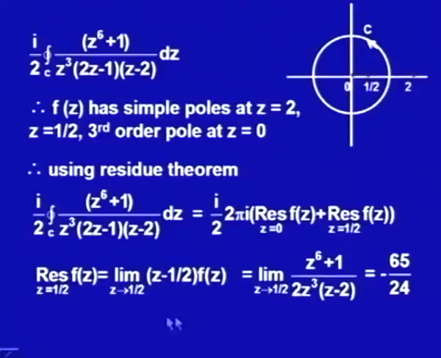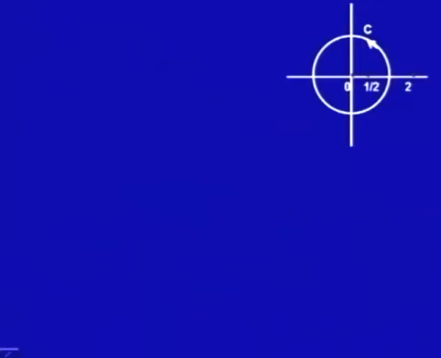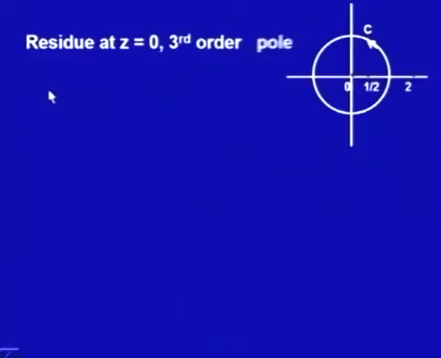So, the residue at the simple pole z equal to half is minus 65 by 24. Now, what is remaining is the residue at z equal to 0. Zero is not a simple pole, it is a third order pole. So, we have to find out the method of calculation of residue at a third order pole.